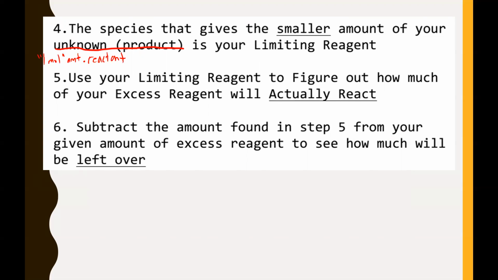Step 5, use your limiting reagent to figure out how much of your excess reagent will actually react. So in other words, use your smaller mole amount as your number for doing the chemical reaction. And then step 6, this one's optional. It only happens in certain situations. Subtract the amount found in step 5 from your given amount of the excess reagent to see how much will be left over. So in other words, if you were asked, after this Diet Coke and Mentos reaction happens, how much Diet Coke would be left over, you'd have to subtract the molar amounts to find the molar amount that is left over, and then go from there.